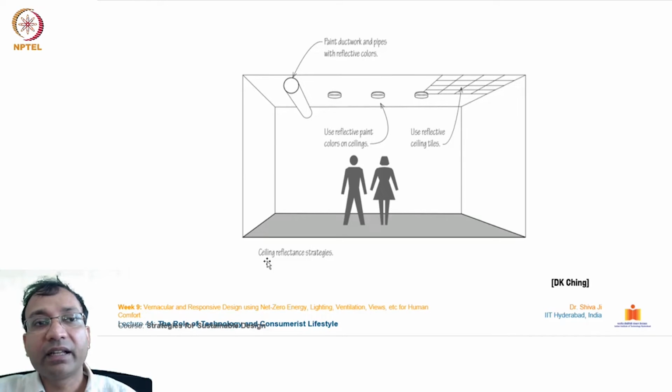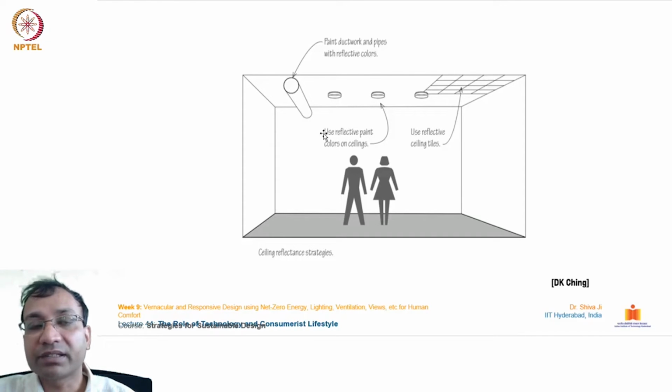Further, for inside ceiling reflectance strategies, we can similarly choose the carpet materials, the wall finishes, the ceiling finishes, etc. We can use reflective ceiling tiles here. If we want to propagate more light in a diffused manner, we can use reflective paints on the ceilings. We can also go for painting ductwork and pipes with reflective color.